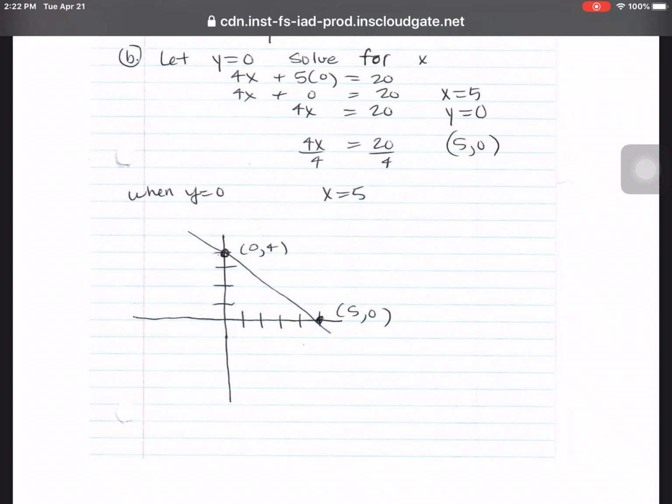4x means multiply, so divide by 4 on both sides. 4 divided by 4 cancels. And on the right, 20 divided by 4 equals 5. So we got x equals 5 when y equals 0. We plugged in y equals 0. So we had 2 points, 0, 4, and 5, 0. 0, 4 means go over 0, up 4 spaces. 5, 0 means go over 5 spaces, up 0, and connect your dots.